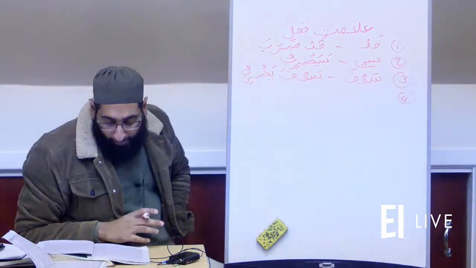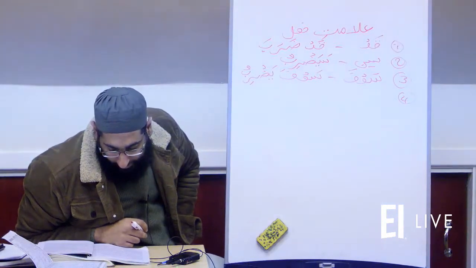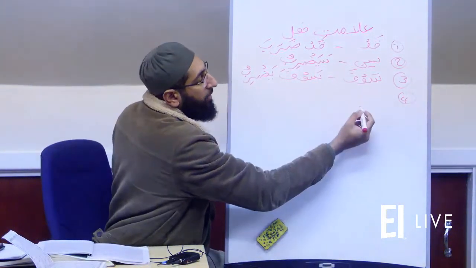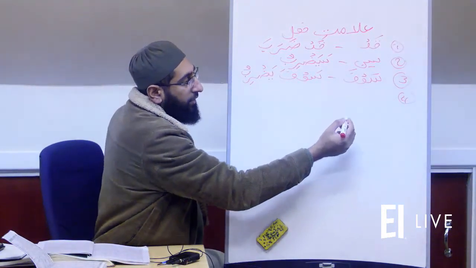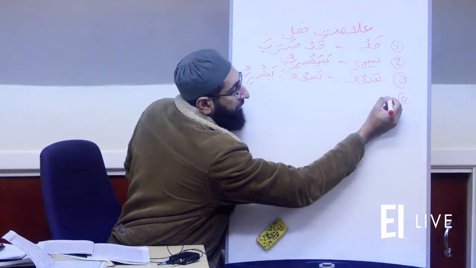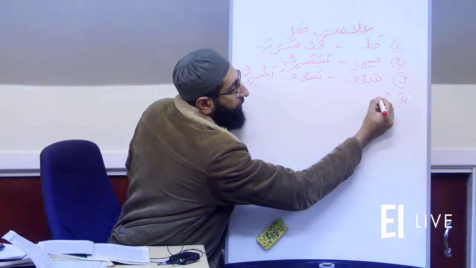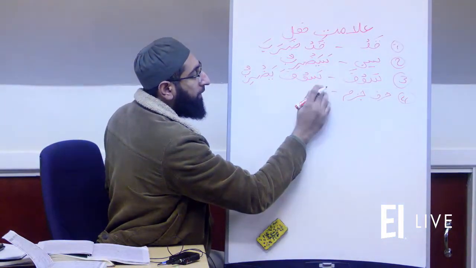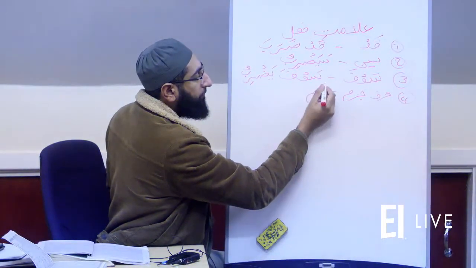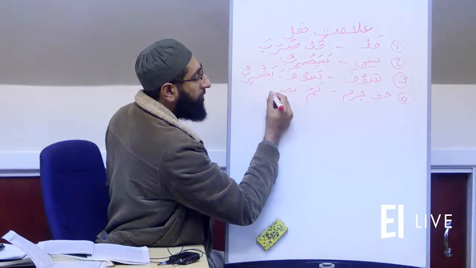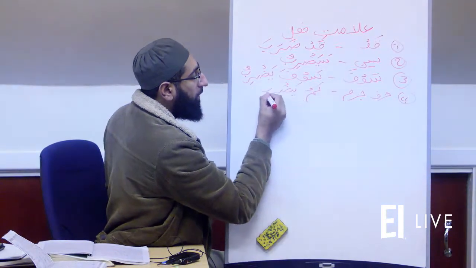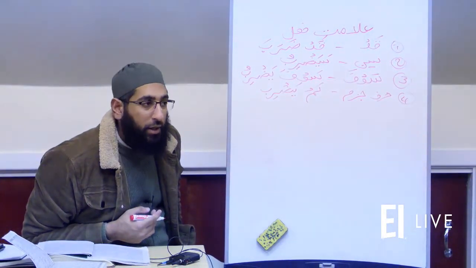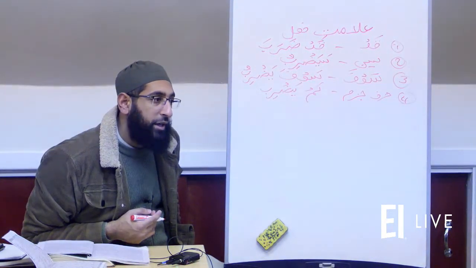Number 4 is huruf jazma, harf jazm. Lam, lamma, lam nahi, lam amr, in shartiya. So huruf harf jazm. You've done this in Nahv, by the way. So, like lam yadrib, lamma yadrib, li yadrib, la yadrib, and in yadrib.